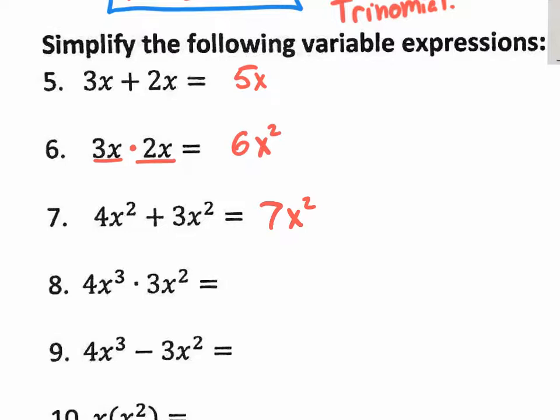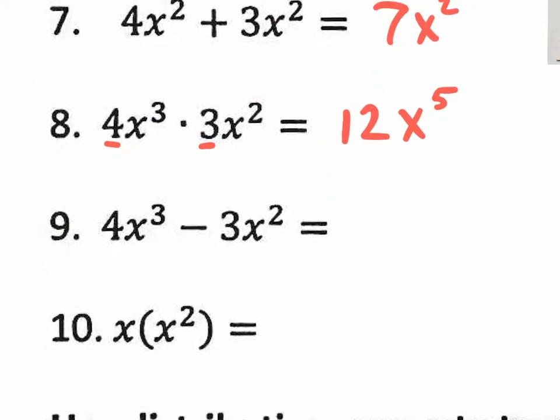Number 8, what's our answer there going to be? Right here, it is multiplication. So I'm going to do the 4 times 3, and I'm going to get 12. And then I have x to the third times x to the second. Now remember, when you're multiplying and you have the same base, that will be adding the exponent. So you will get x to the 5th. Okay, x to the 5th. Let me zoom in a bit on this guy.